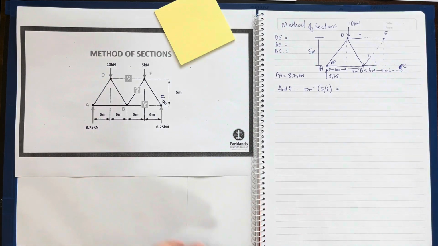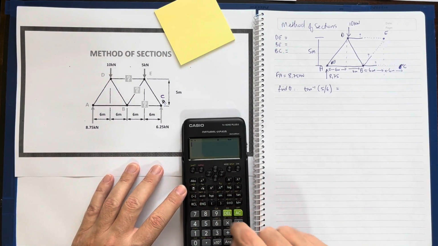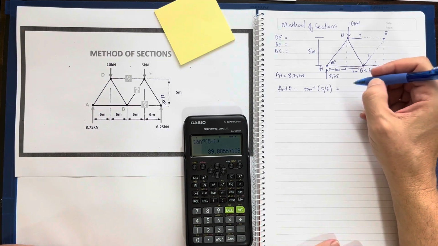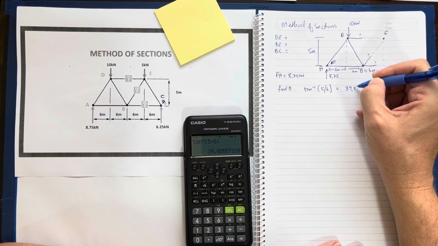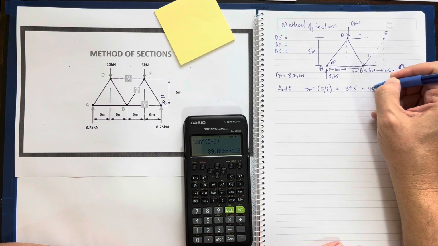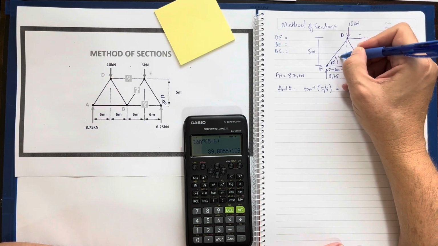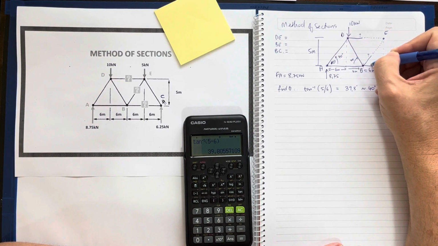So what's my angle? There we go. tan minus 1 of 5 divided by 6. There's a nice round number for you. 39.8 degrees. You know what, I'm going to round this off to about 40 degrees. Okay, so my angle is going to be 40.